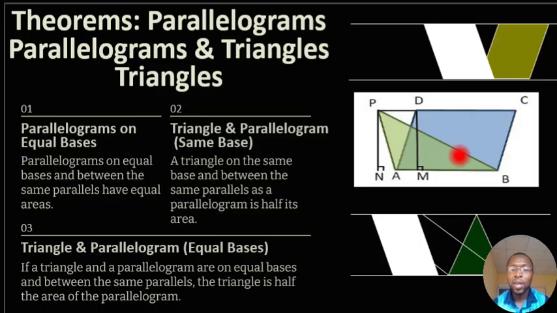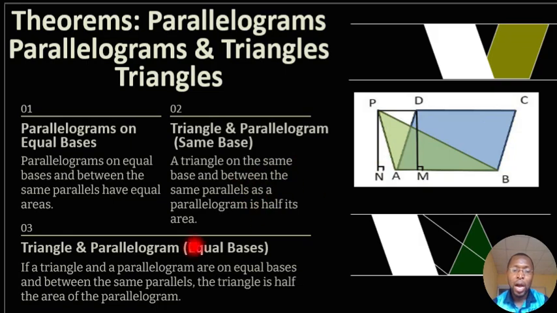Okay, now look at this triangle. There's a triangle here, triangle PAB. It's lying on the same base with parallelogram ABCD. These are the base here. The triangle is lying on the same base with the parallelogram. Now this theorem is saying that for the fact that this triangle lies on the same base with the parallelogram, it means that the area of the triangle is half the area of the parallelogram. So whenever a triangle lies on the same base with a parallelogram, then the area of the triangle is half the area of the parallelogram.